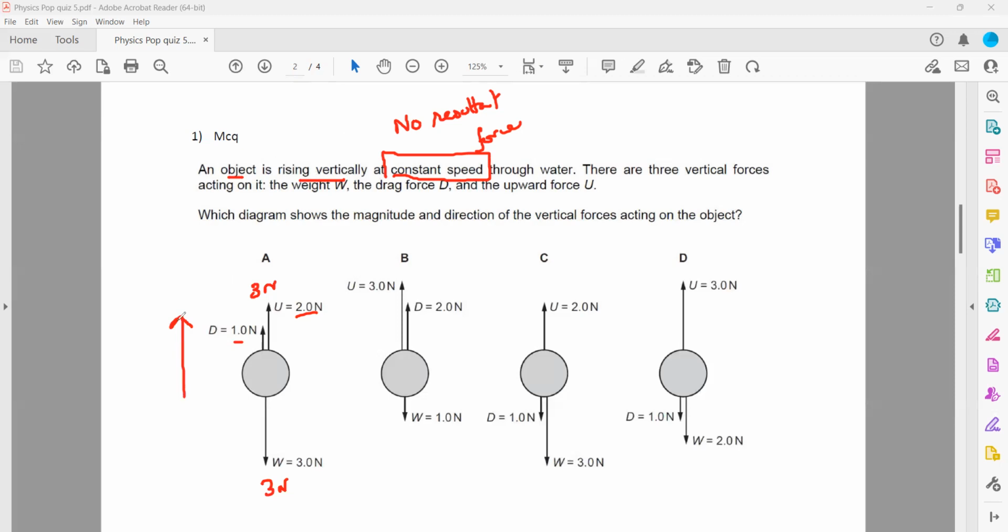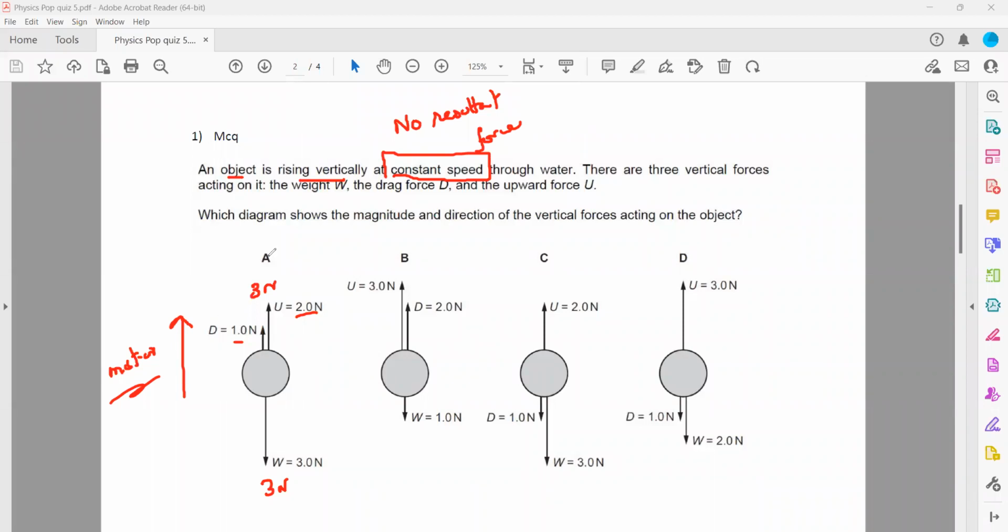If an object is going up, what should be the direction of the drag, the force which opposes the motion? The drag force is a resistive force. It is always opposite to the direction of the motion. So if the object is rising up, the direction of the drag should be downward, because drag is always to oppose the motion. If the object is moving towards the right, the drag should be toward the left. So in option A, there is no resultant force, but what is the mistake here? The direction of the drag is incorrect.